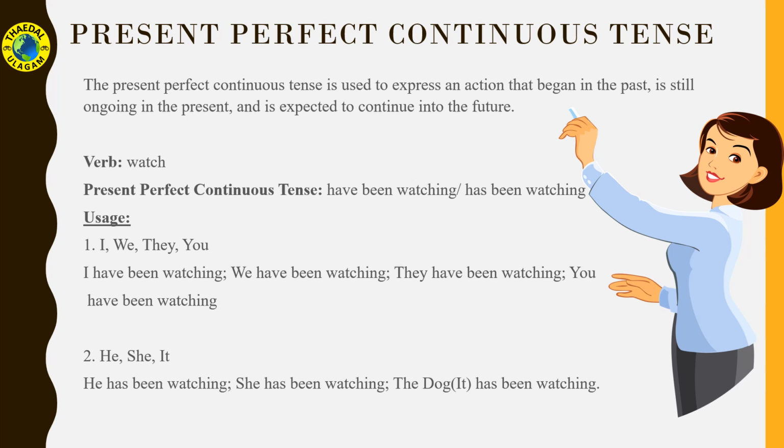I, we, they use the have form. He, she, and it use the has form. I have been watching, we have been watching, they have been watching, you have been watching. He has been watching, she has been watching, the dog has been watching, or can also be represented as it has been watching.